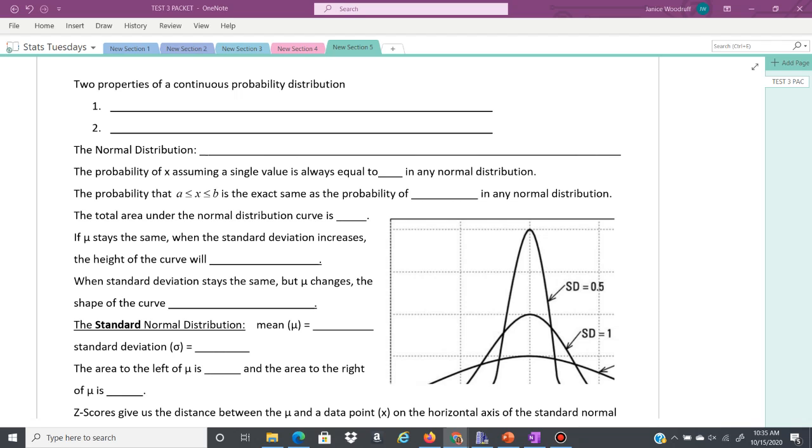All right, here we go. Chapter 6. So we are talking about a continuous probability distribution in Chapter 6 here. So we have two properties of this distribution.